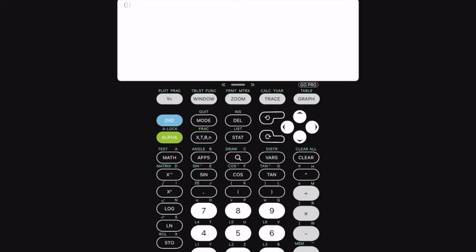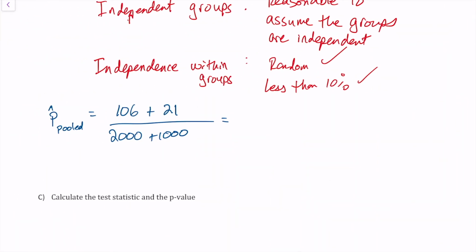All right, and so then that would equal, let's go over here to our calculator. Okay, we're going to do open parentheses, 106 plus 21, all of that in one set of parentheses for the numerator, divided by, open parentheses, 2,000 plus 1,000. Into, let's go 3 decimal places, we get 0.042. Okay. So once again, if you want to keep track here, X1, successes in sample 1 was 106. N1 was 2,000. X2 was 21. N2 was 1,000.